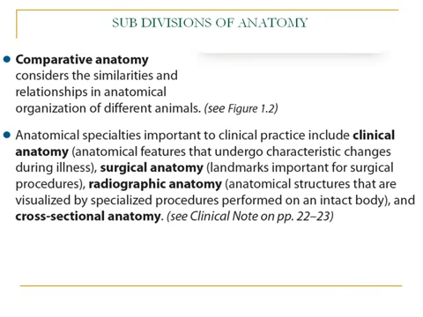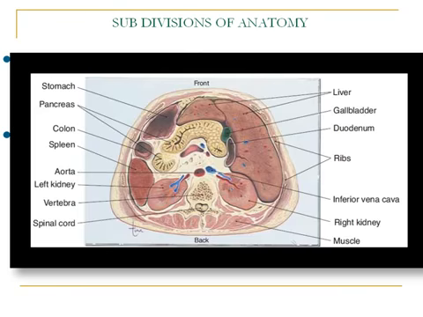And there is another branch, cross sectional anatomy, where cross sections are made and the different body organs present at that level of a cross section are studied, and these cross sections can be obtained by advancements in radiological techniques as well, like MRI.